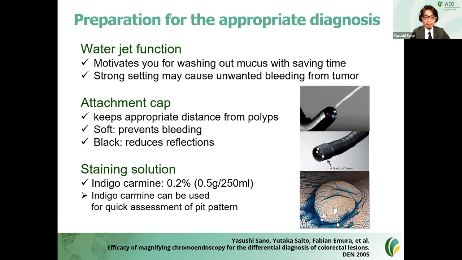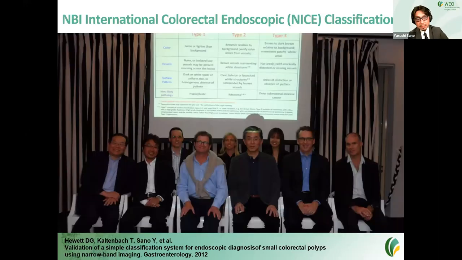We use 0.2% indigo carmine dye in daily practice in Japan. And this is a very famous classification, the NICE classification. This was proposed in 2011 by an international group, including Professor Tanaka, Terry, and Loy, and Professor Sanders, and Douglas.